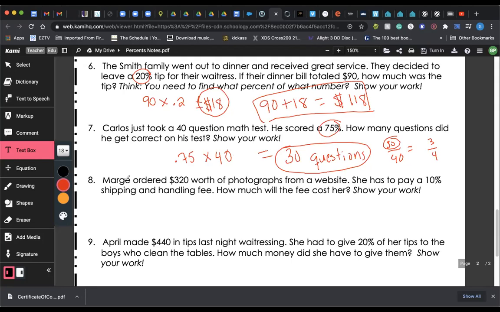All right, number 8. Marge ordered $320 worth of photographs from a website. She has to pay a 10% shipping and handling fee. How much will the fee cost her? Again, 10% means we don't have to do any math. We just move a decimal to the left. So how much is the fee? 32. $32.